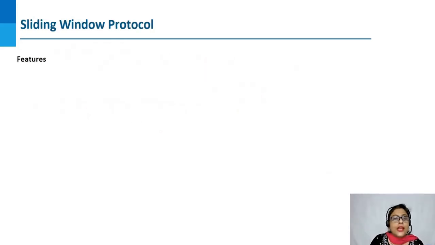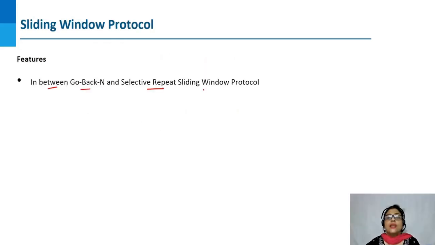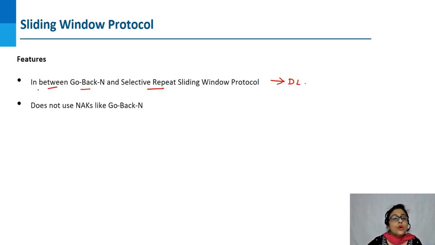What are the features of sliding window protocol? It is the sliding window protocol that we had learned in the data link layer. Now why is it like go back N and selective repeat? It does not use NACKs like go back N. NACKs are the negative acknowledgements which are sent by the other party if the particular data segment is not received by that particular party.